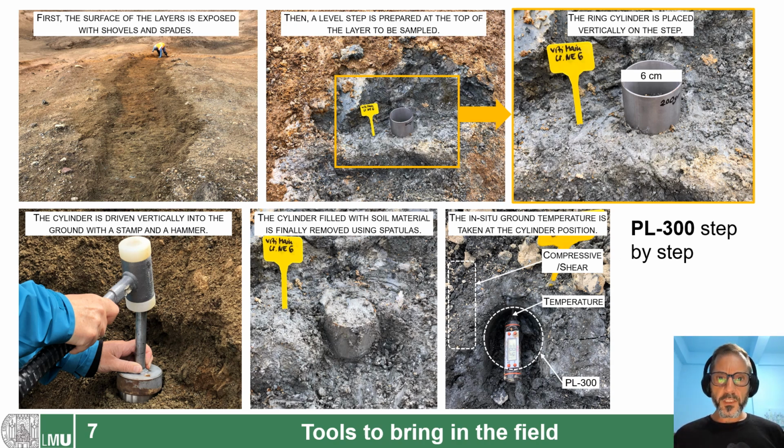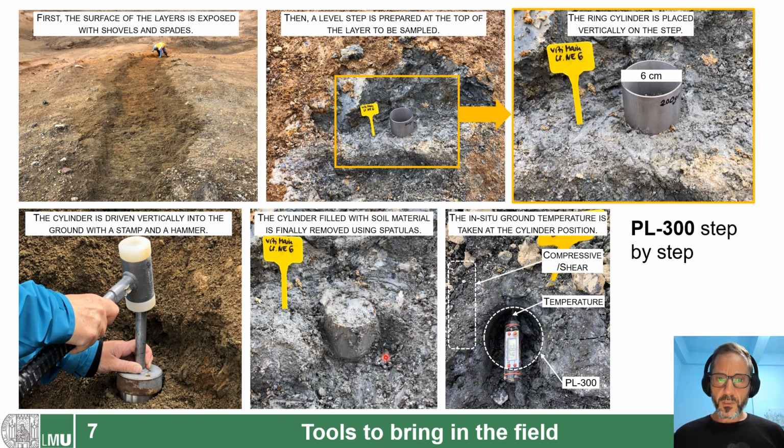The procedure shown here outlines the practical steps for using the PL soil permeameter device. Initially, the soil layers are exposed using a shovel and spades to distinguish the different horizons or layers. Then a horizontal step is prepared at the top of the layer chosen for sampling. A ring cylinder is then positioned vertically on the step and is driven into the ground using a stump and a hammer, which is down here. Once the cylinder is filled with soil material, it is extracted delicately using spatulas and is prepared for measurement.